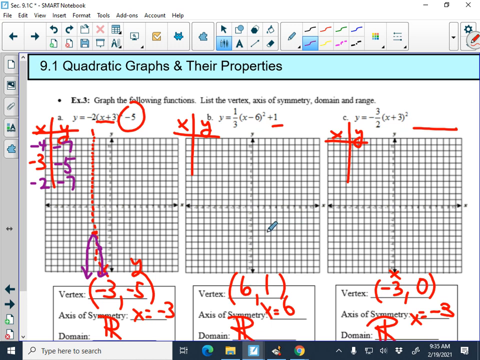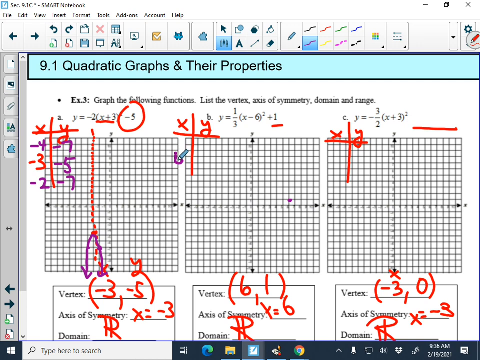The first thing I'm going to do over here is graph 6, 1. So I'm going to go over 6 and up 1. And again, how did I get that? The 6, I looked here, and if I put 6 in there, 6 minus 6 would get me 0. But the 1, that one's just transparent. It's just automatic. Okay? Gets me a 1, 6, 1.